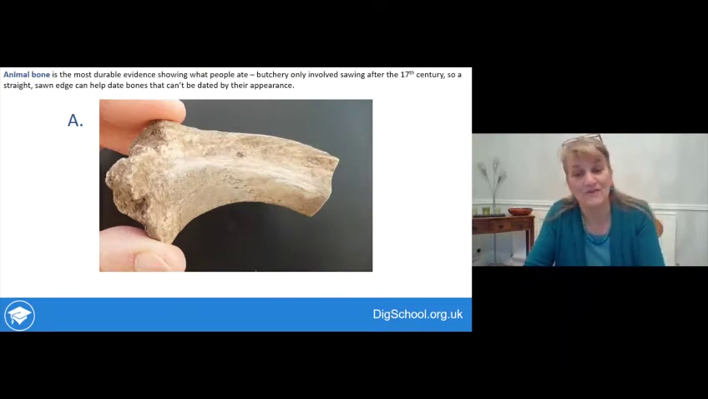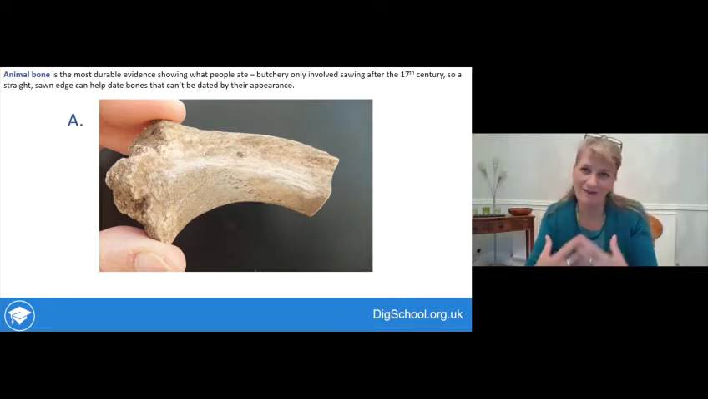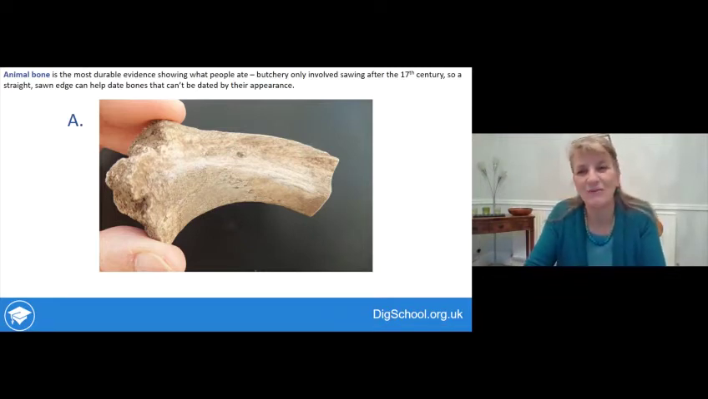And then there's animal bone. Again, I expect you recognise this. It's the most durable evidence for diet in the past because vegetable matter doesn't tend to preserve very well. Difficult to date because a Victorian sheep bone looks pretty much like a Stone Age sheep bone. But one way we can sometimes date it is by how it's been butchered.